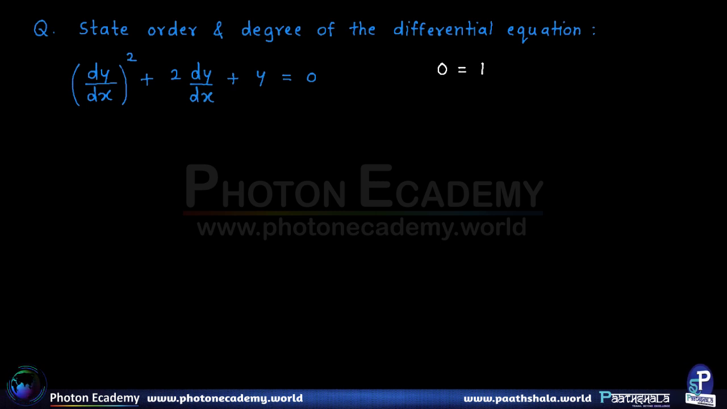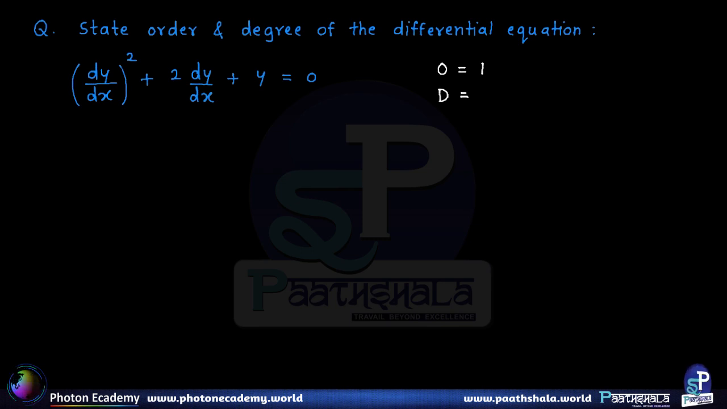Now as far as degree is considered, let us check whether the two conditions that we saw have been met or not. Can the given equation be considered as a polynomial in derivatives? The answer is of course yes. We can think of dy by dx as a variable, and it will be clear that it can be visualized as a polynomial in derivatives.